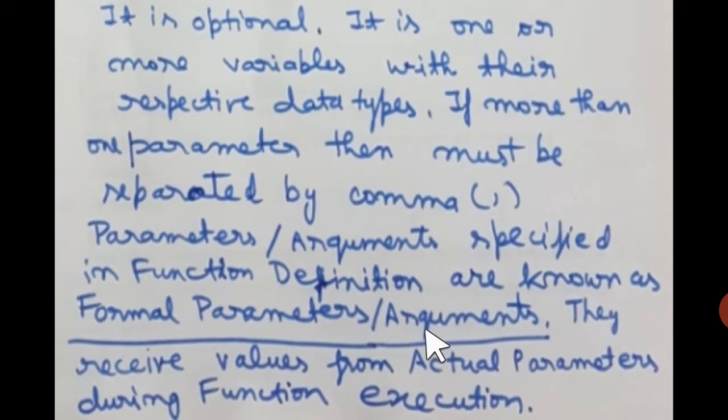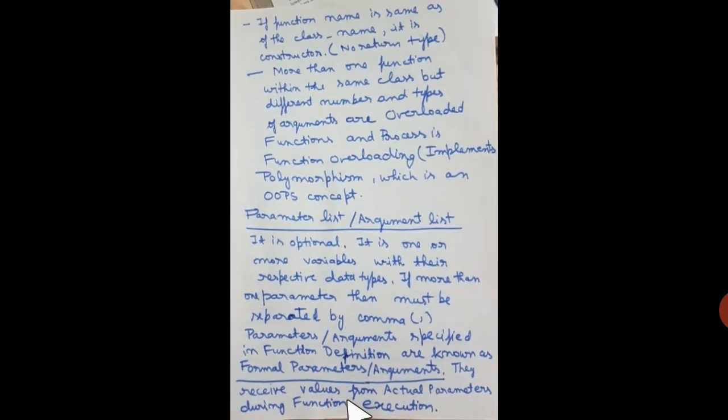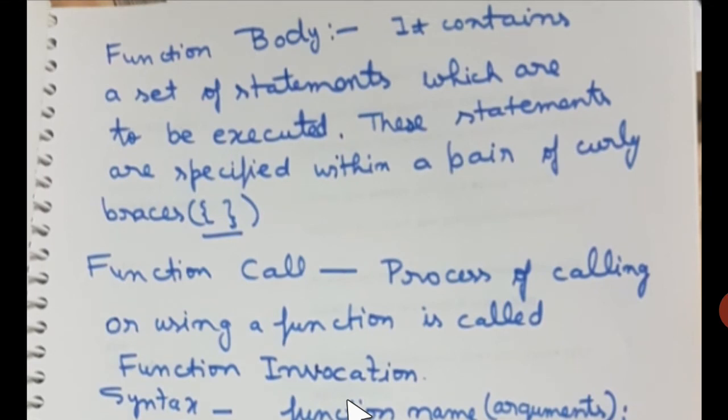Always remember that. The arguments which you specify with the function definition are known as formal parameters or arguments. They receive the values from actual parameters during function execution. All right, students? Very good. After that, students, let's talk about function body.